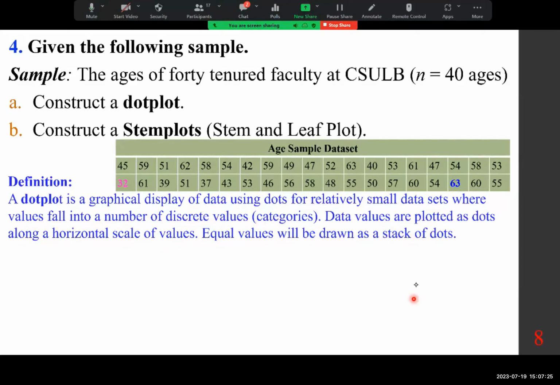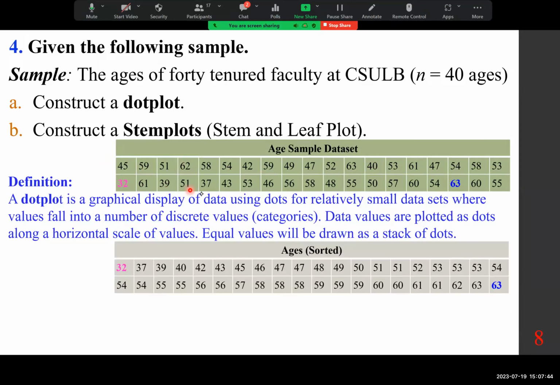So the very first thing we have to do is to rank this. I put this in red and I put this in blue to say this is the smallest number, this is the largest number. We are going to rank this first, so we're going to sort them from the smallest to largest. So the first step, rank the data.